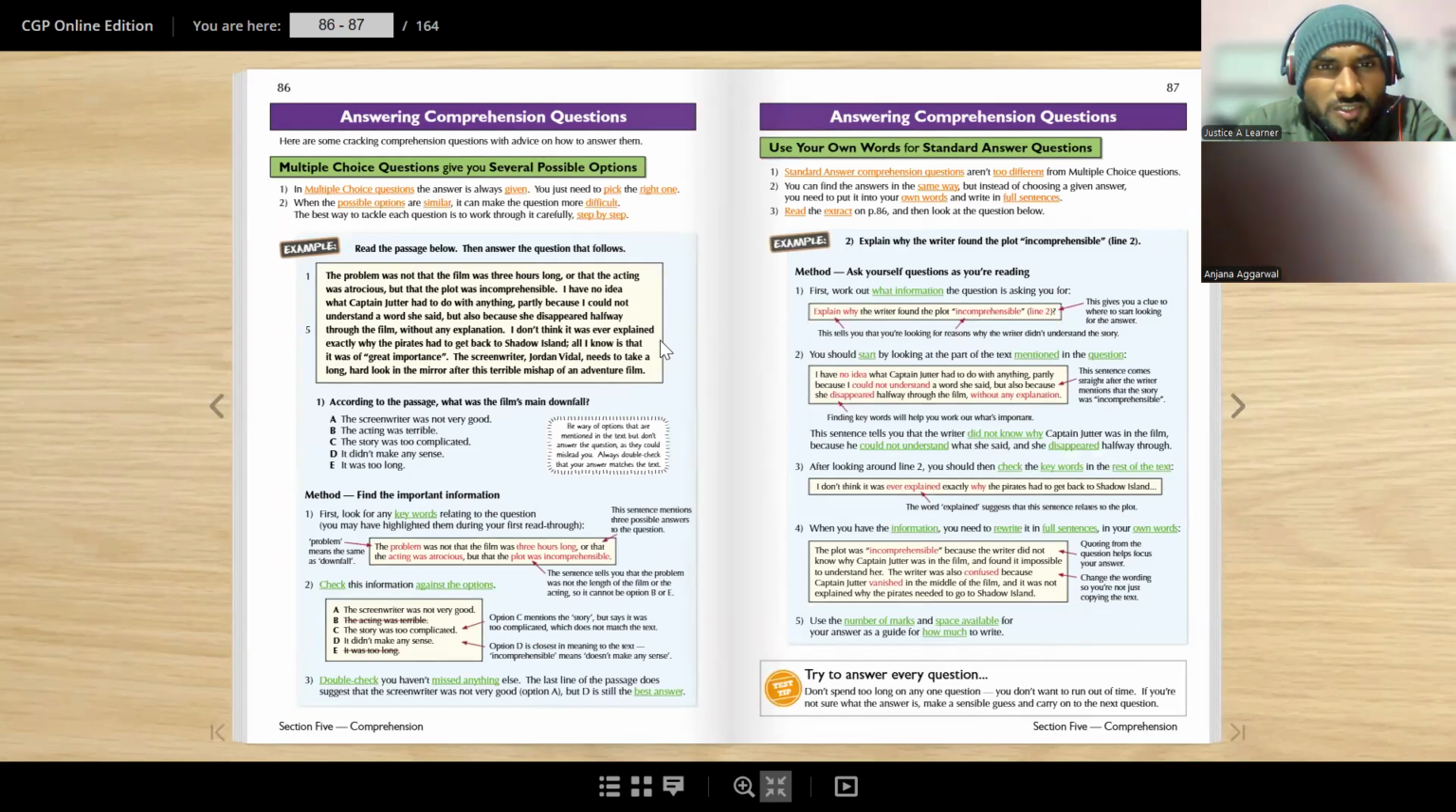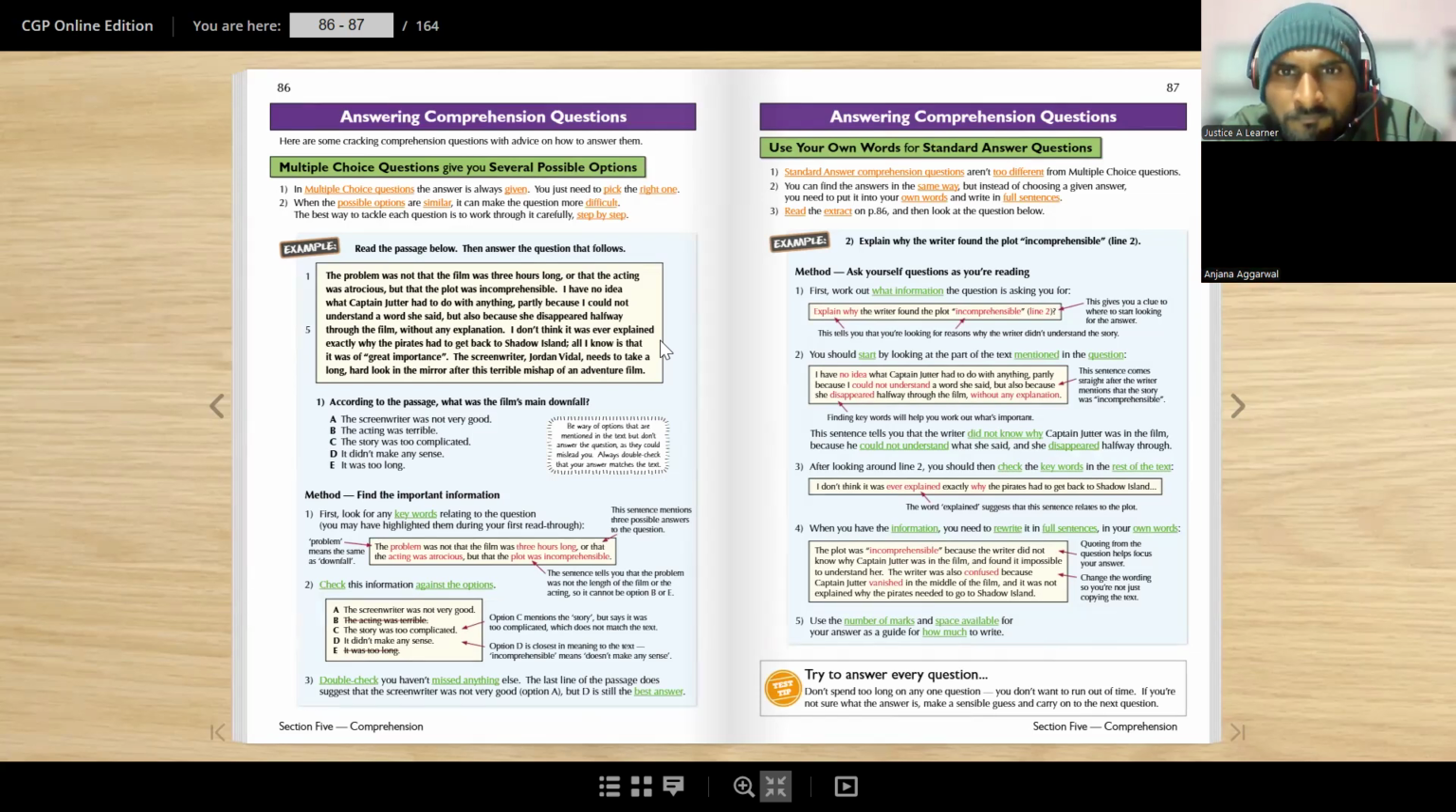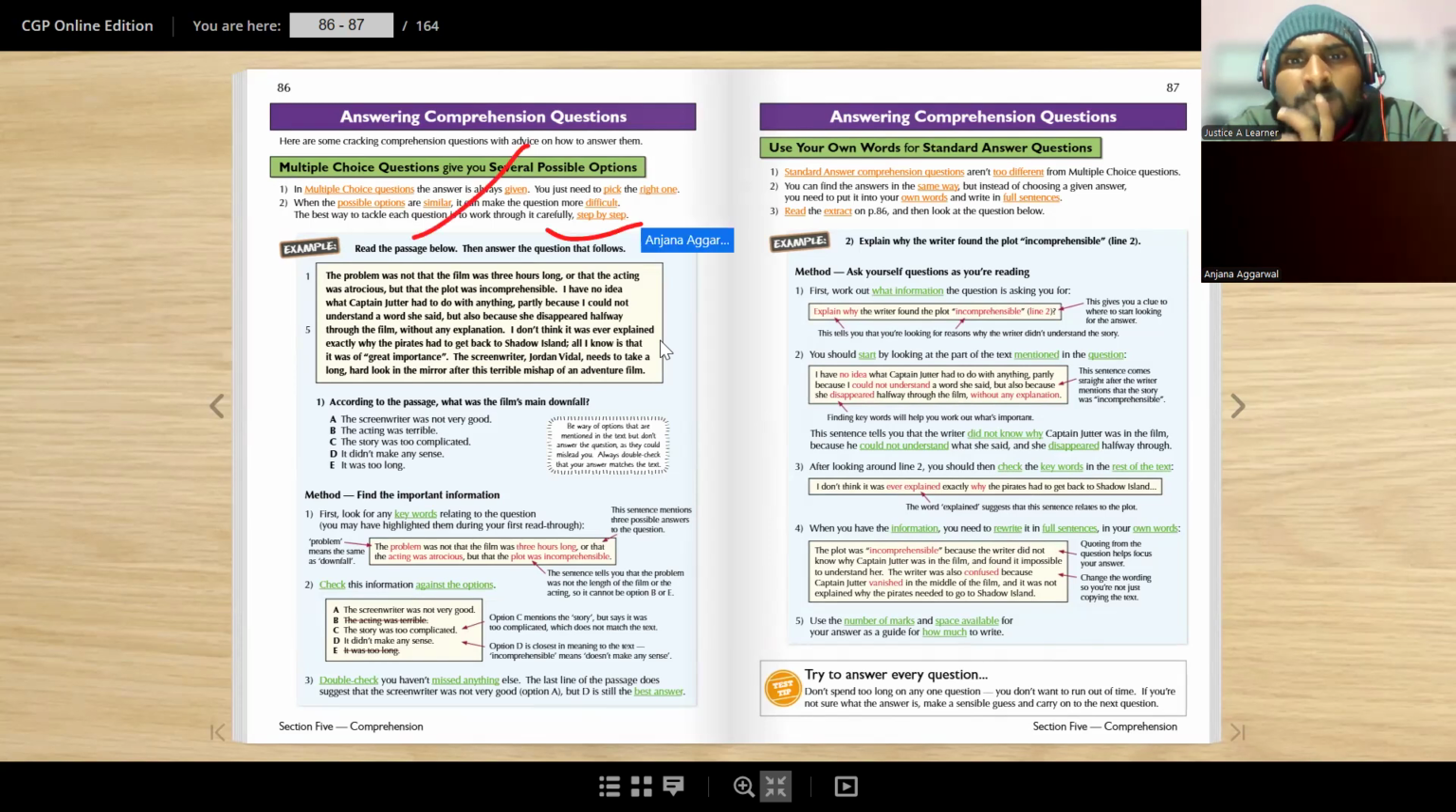Answering comprehension questions. Here are some cracking comprehension questions with advice on how to answer them. Multiple choice questions give you several possible options. In multiple choice questions, the answer is always given. You just need to pick the right one. When the possible options are similar, it can make the question more difficult. The best way to tackle each question is to work through it carefully, step by step.